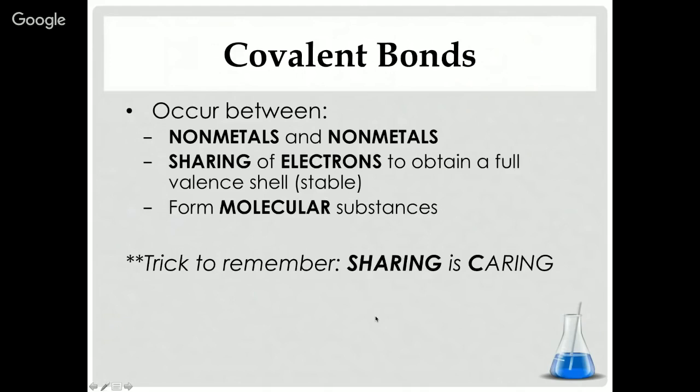Okay, now let's look at covalent bonds. Covalent bonds occur between nonmetals and nonmetals. So both elements are on the right-hand side of the staircase on the periodic table. In covalent bonds, instead of a transfer of electrons like ionic, we have a sharing of electrons to obtain a full valence shell and become stable. And they form molecular substances.